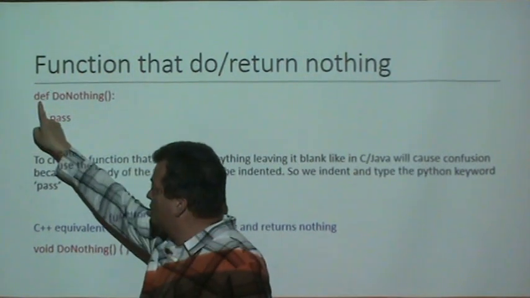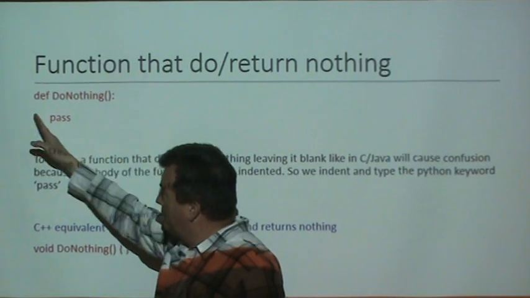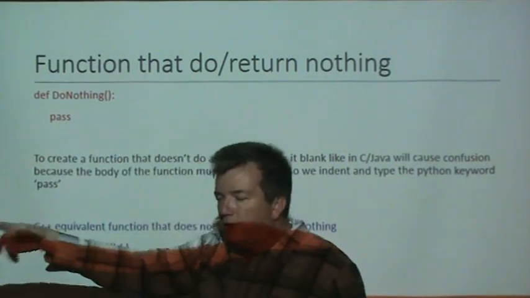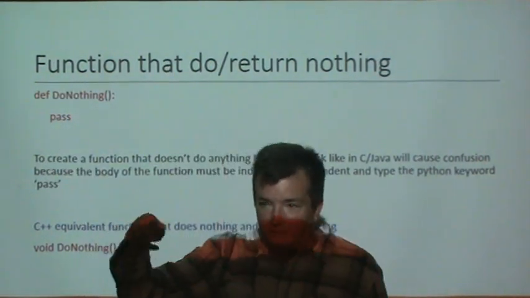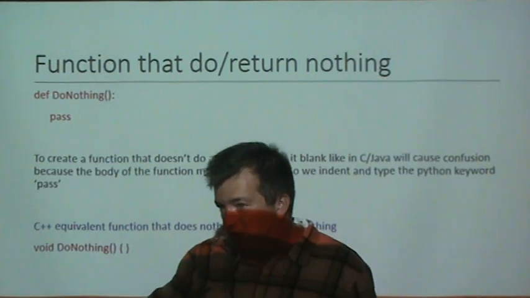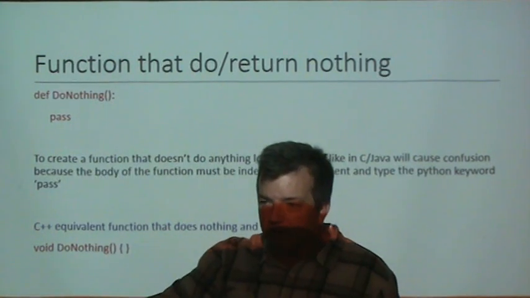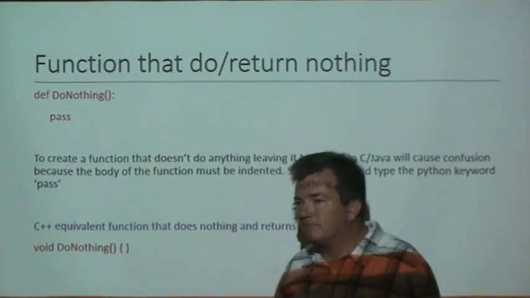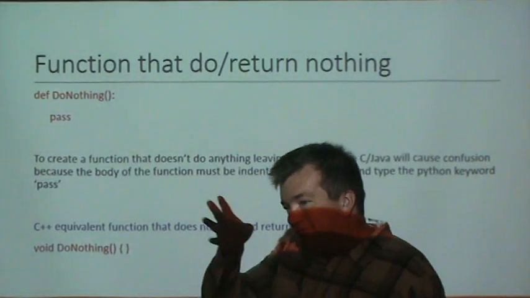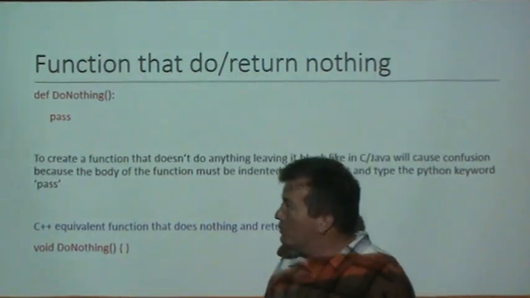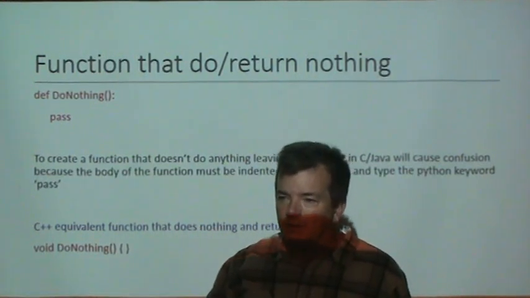If I made a function called define do nothing, and then the very next line I start writing more code, it would cause confusion. Is the next code part of what I wanted in the function and I forgot to indent? Or did I intend for the function to be a function that does nothing and I didn't make a mistake? Well, they don't want to leave that ambiguity out there where a programmer could make a mistake and forget to indent. So they require that you indent and put in the word pass, which is your way of saying nothing's going on here, just pass over me.